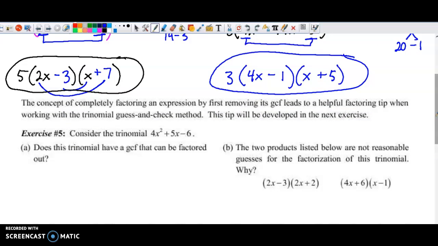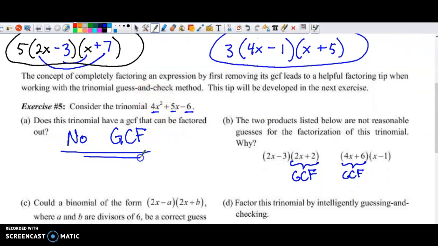Now, as we look at the next one, if you look, there is no greatest common factor. Nothing really divides all 3 of these numbers. Okay, sure, 1 does, but we don't care about 1. So these are bad guesses for letter B. And the reason why there's bad guesses is 2x plus 2 has a greatest common factor. 4x plus 6 has a greatest common factor. And it is impossible for a trinomial who has no greatest common factor to have factors that have a greatest common factor. This is an impossible thing to happen.